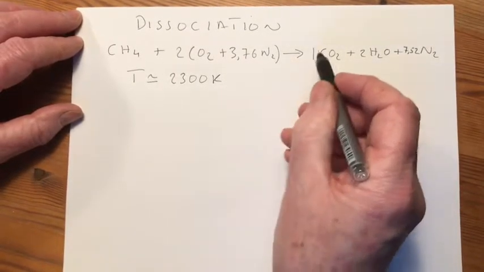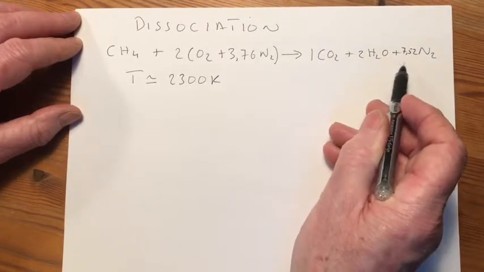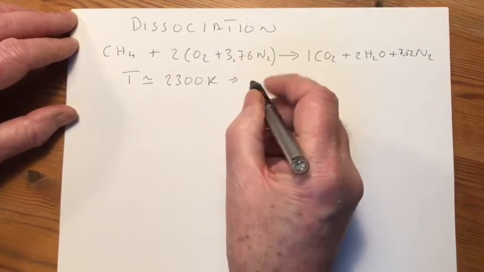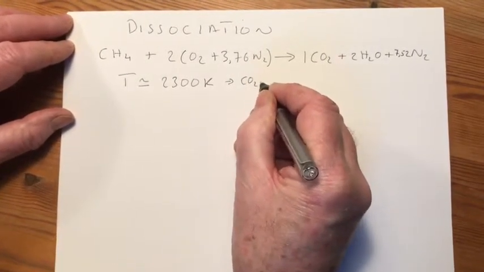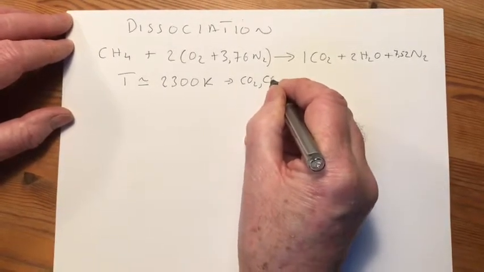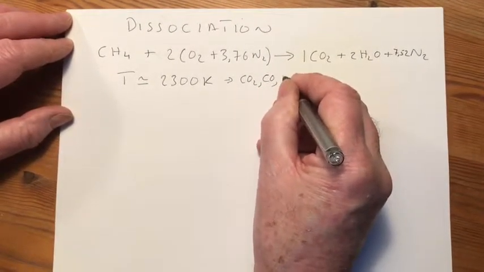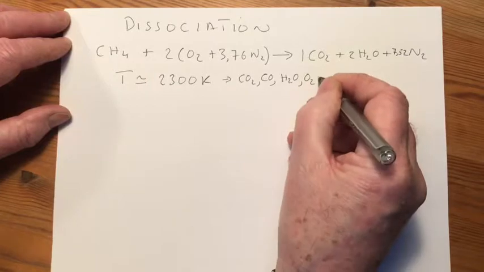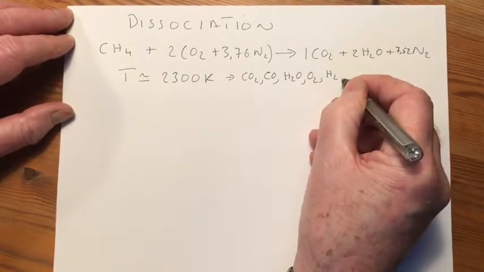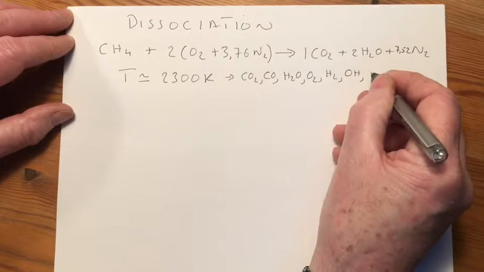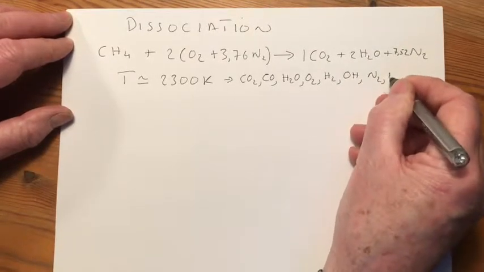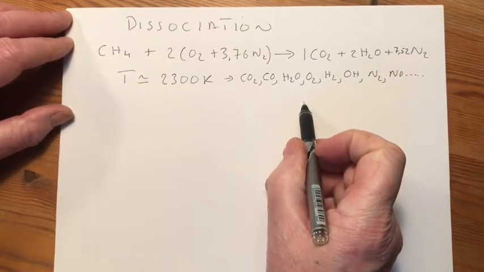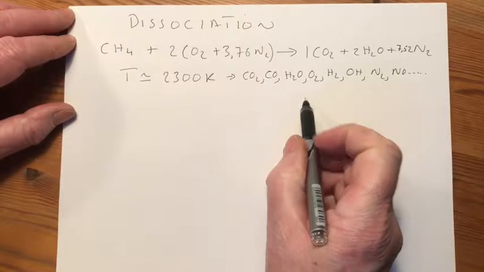Now if we look at the products, we can see CO2, H2O, but if we actually make some measurements, we will find some CO2, we will find some CO, we will find water, we will find O2, we will find H2, we will find OH, we will find N2, NO, etc. We will find many other components.